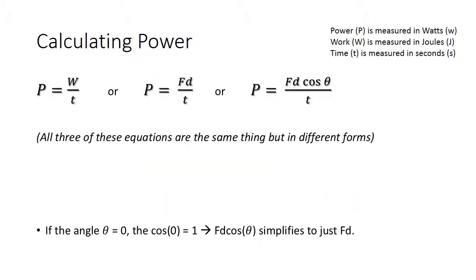Remember, we defined power as the rate in which work is done. So we can say power, or capital P, equals capital W, the work, divided by lowercase t, the time. We know work is equal to the force times the distance, so we can also say power is equal to force times distance divided by the time. And if the force is acting at an angle, we know that force will be equal to F cosine of theta. So we can also say power equals force times distance times the cosine of theta divided by lowercase t, the time. Remember, power is measured in watts, work is measured in joules, and time is measured in seconds.